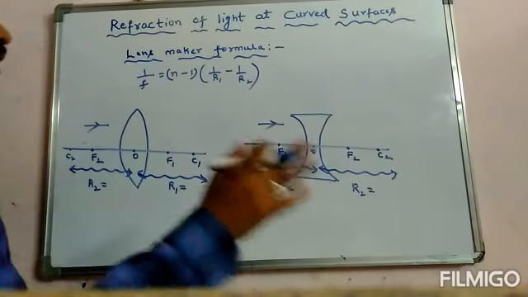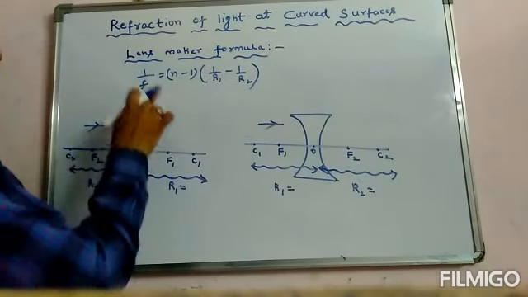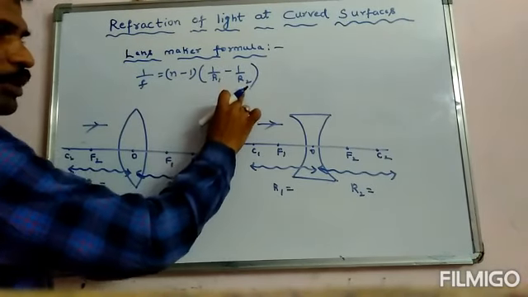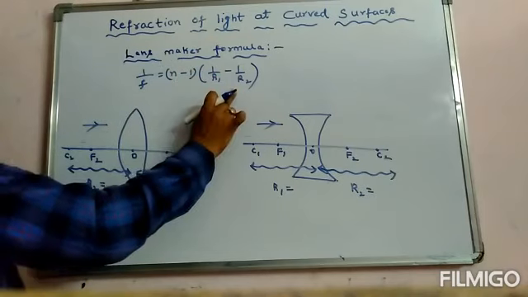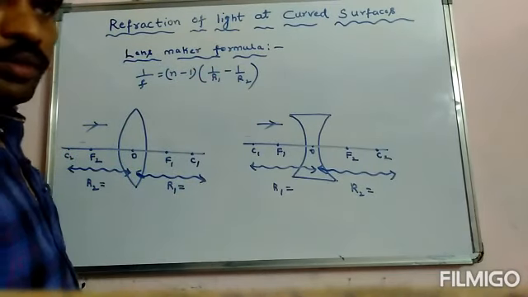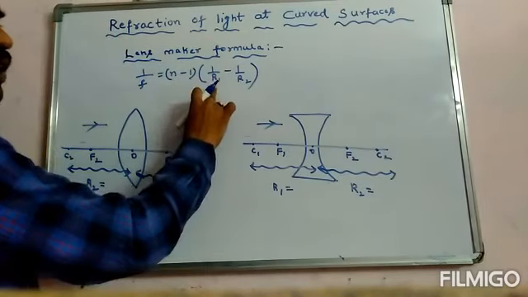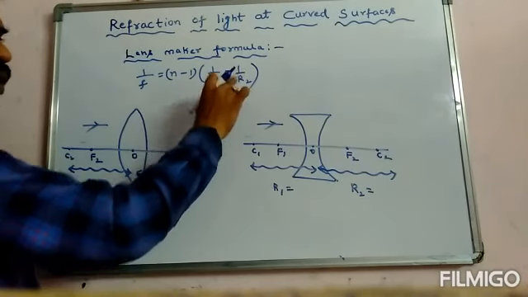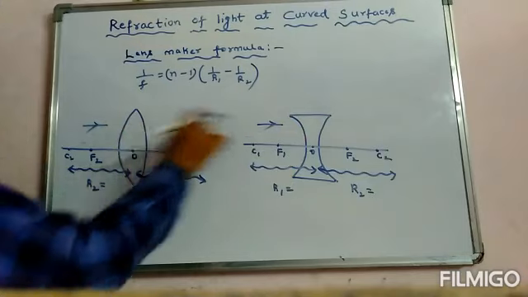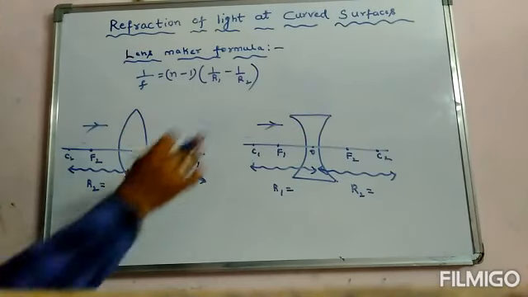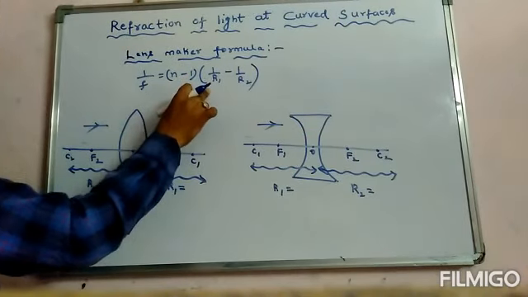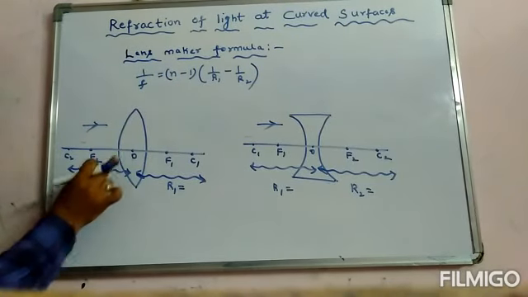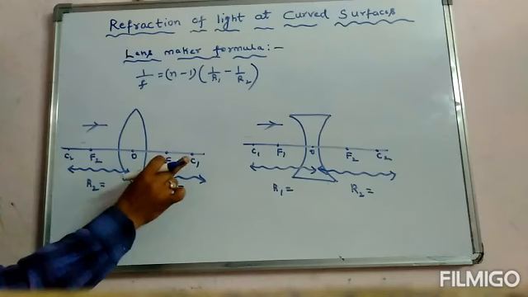Now let us see lens maker formula once again. 1 by f equals to n minus 1 into 1 by r1 minus 1 by r2. While using this formula, you may have some doubts regarding r1 and r2. Whether r1 we have to take positive or negative, r2 positive or negative in case of lenses. Now let us see. Suppose if you are using this lens maker formula for convex lens, look at the diagram carefully.